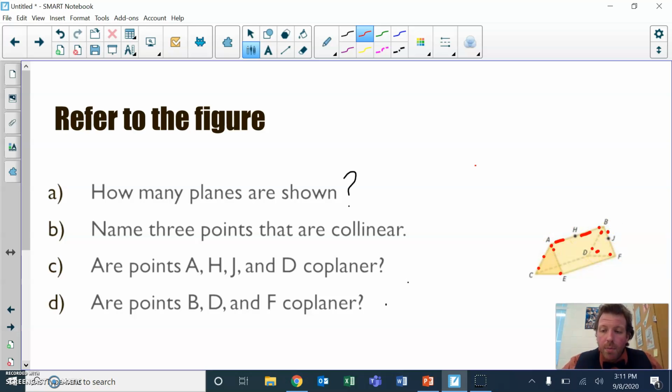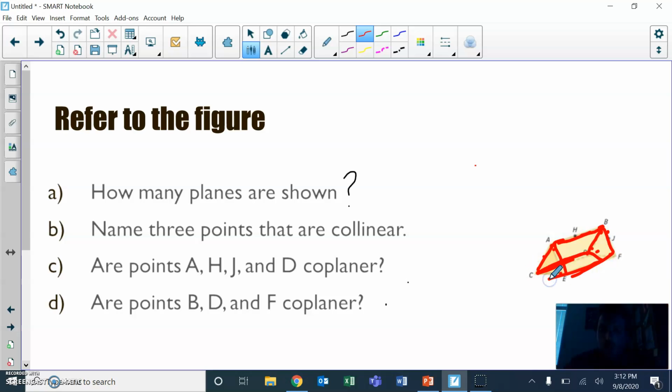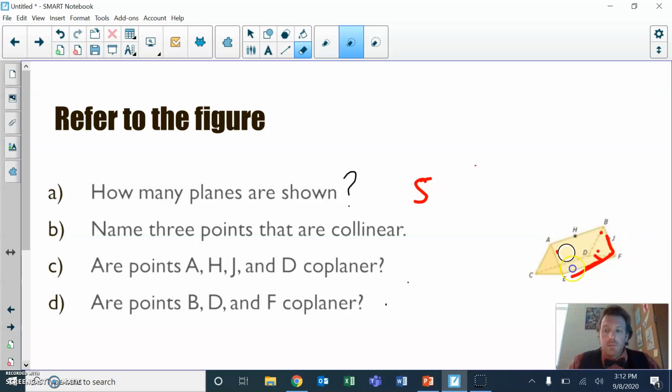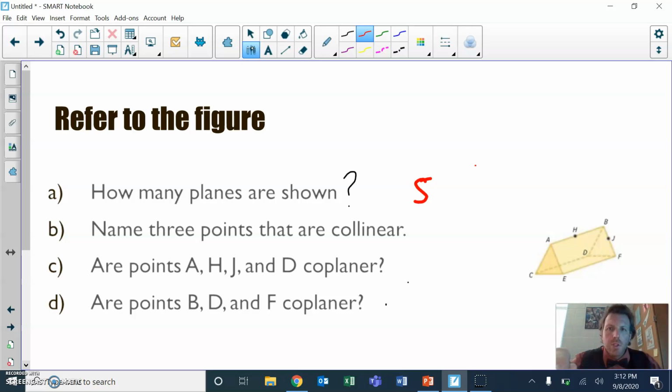We also have the back piece. We have the front piece, and we have the bottom. And so that means we have actually 5 planes, because we have the 2 sides and the 3 rectangles. Okay? So I'm going to go ahead and erase that so that we can use a different pen to be able to show some different things.